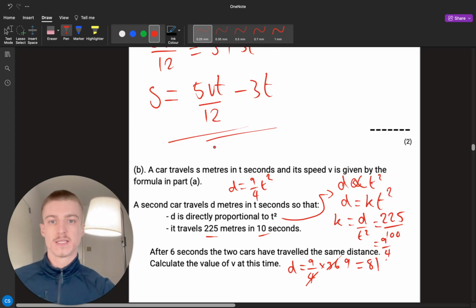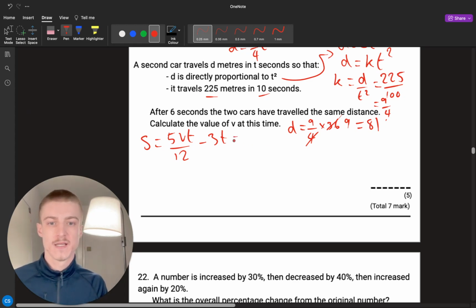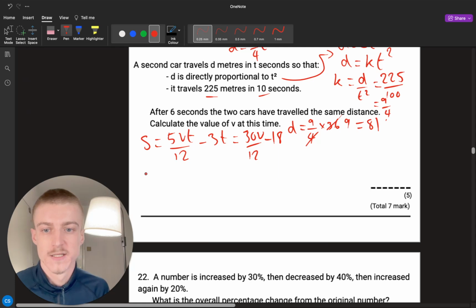So what is our equation from the last question? S is equal to 5vt over 12 minus 3t. What do we know? We know that S is 81 and t is 6. So this becomes 5 times 6 is 30, v over 12, minus 3 times 6, which is 18, all equal to 81. 30 over 12 can become 5 over 2, divided by 6. So 5 over 2 v, and then minus 18 is equal to 81.